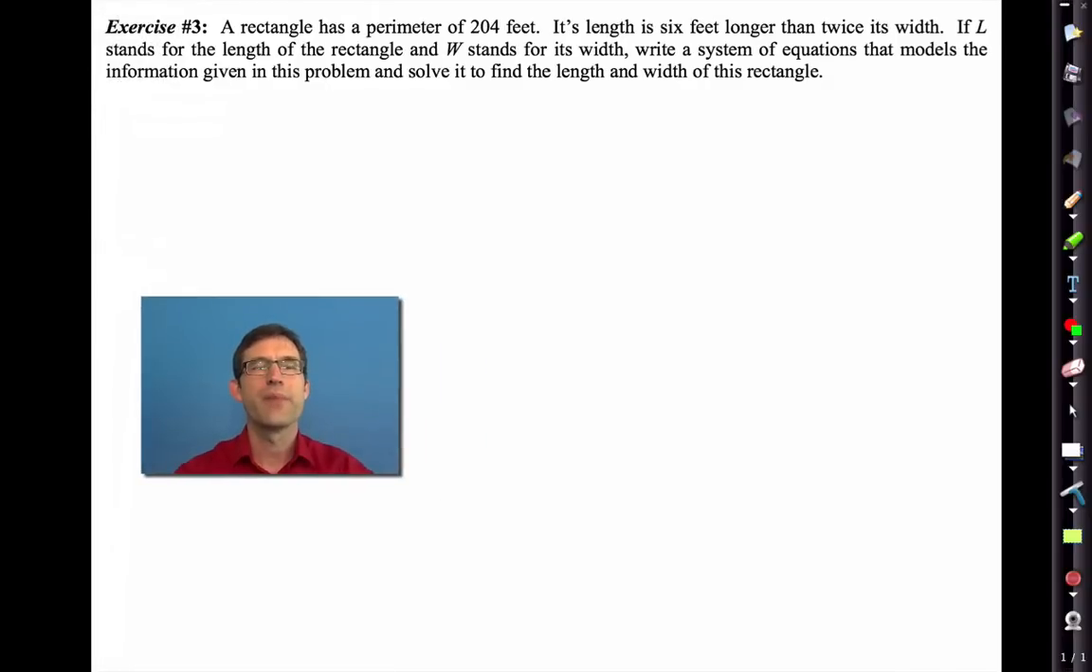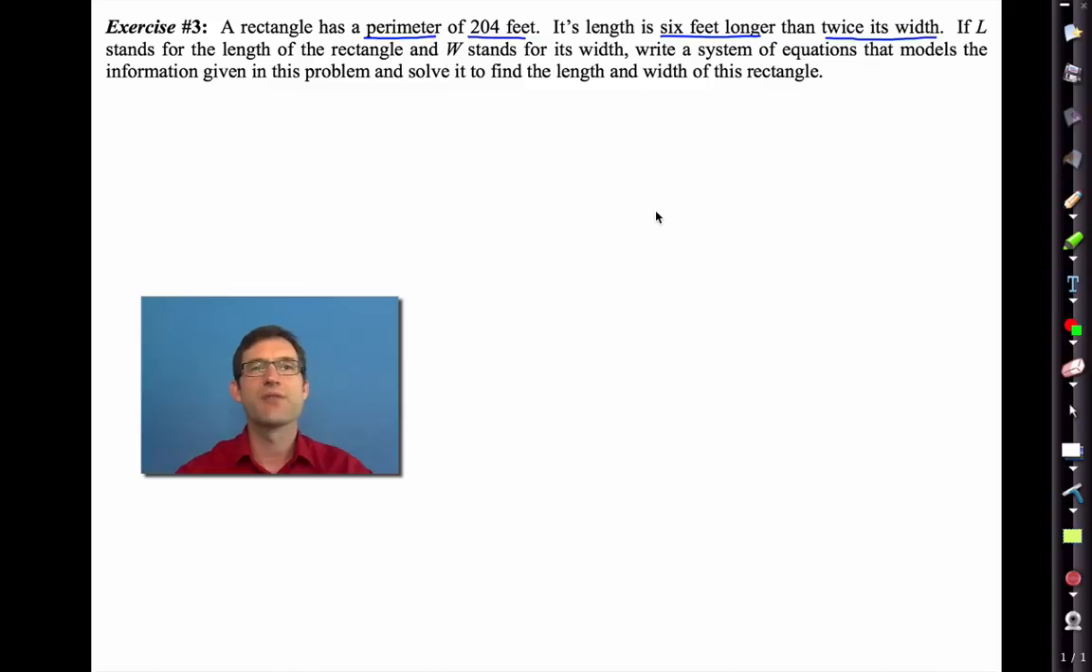Exercise number 3. A rectangle has a perimeter of 204 feet. Very important that you know what perimeter means. We'll come back to that in a bit. Its length is 6 feet longer than twice its width. So I want you to notice something right away. We're basing the length on the width, okay?